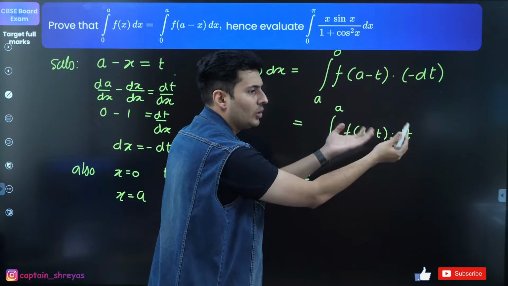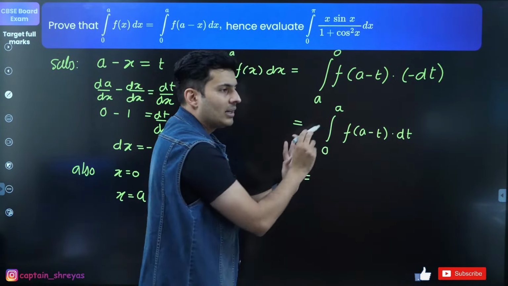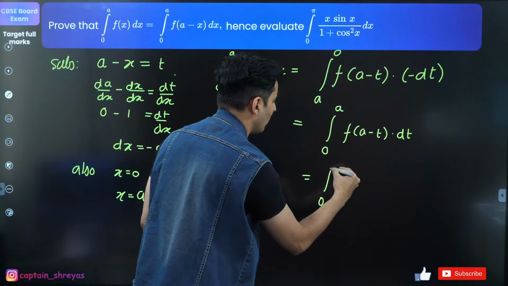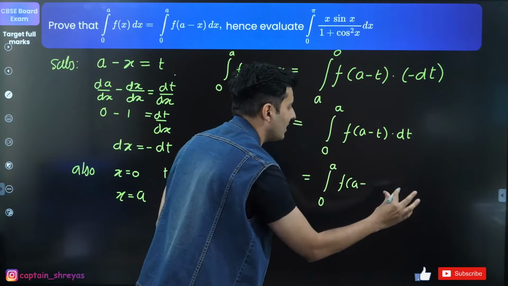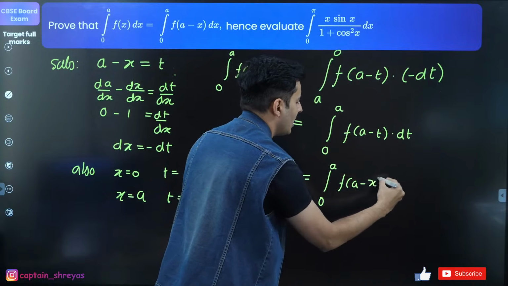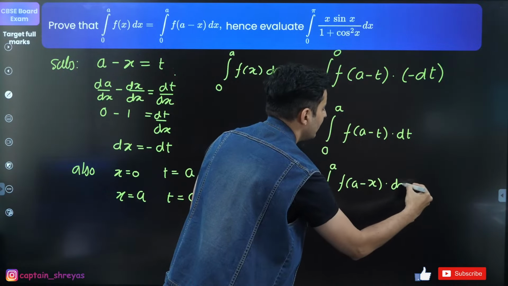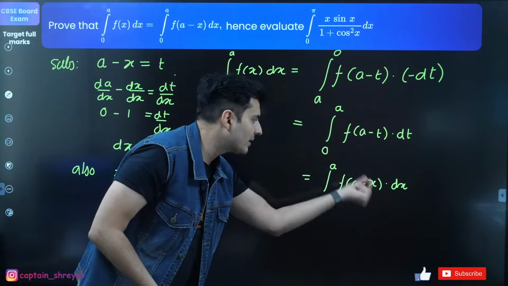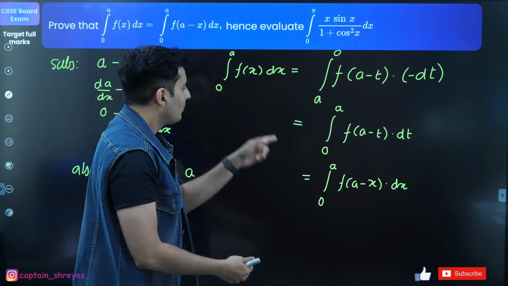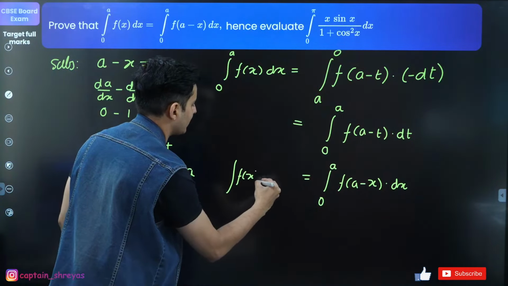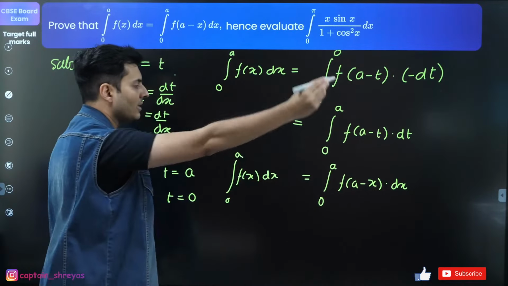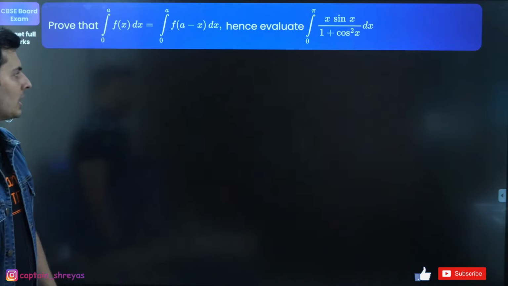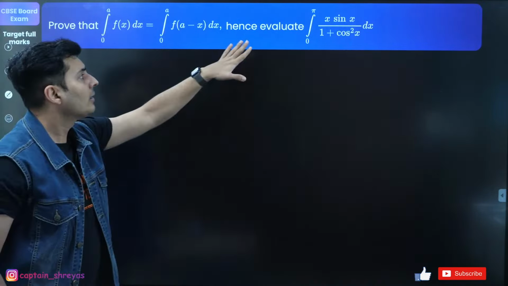Whether you put t, or any other variable, or x, it's a definite integration, it does not matter. This is still equal to integration 0 to a f of a minus x, whatever variable, z also you can put, into dx. Because at the end you are going to substitute the values in place of x, so whatever you put gets substituted, so it doesn't really matter. Hence proved, guys. Hence integration of f of x dx from 0 to a is equal to integration 0 to a f of a minus x dx. Great. Now proving this is done, evaluate the value.